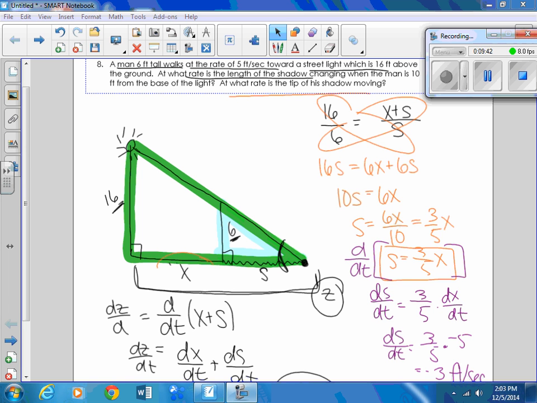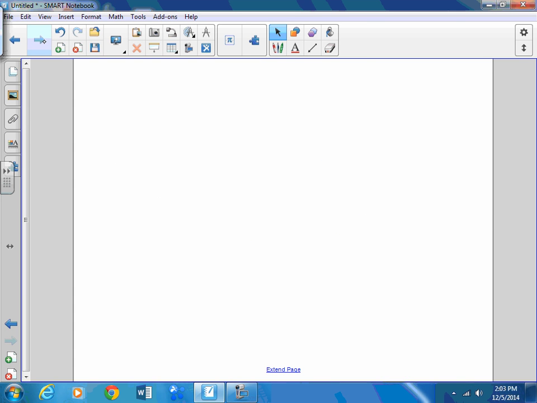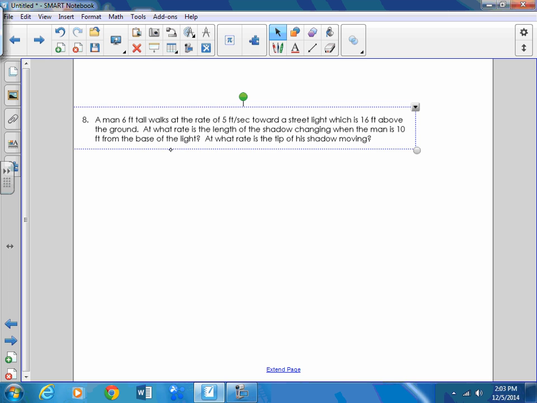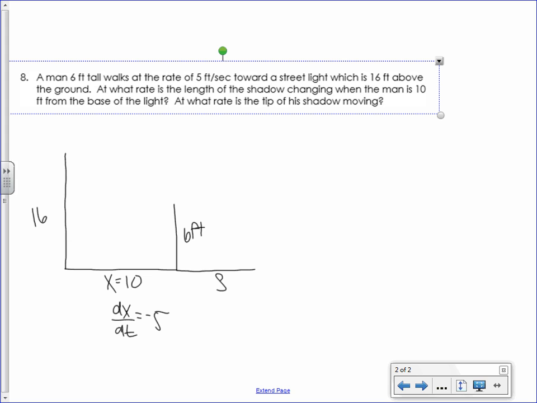Let's see if I can get this to work. Copy, paste. Okay, so I'm just going to do this the other way, just so we all see. This was 16. Here was my x, and that was 10. dx/dt is negative 5. My dude was 6 feet. Here was my s, here was my beam of light coming down, and here was the tip of my shadow.